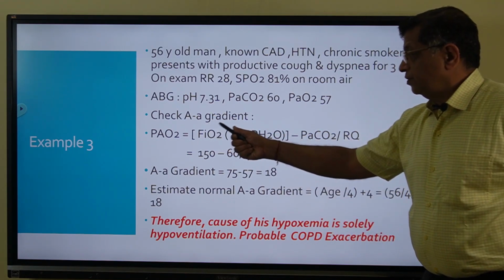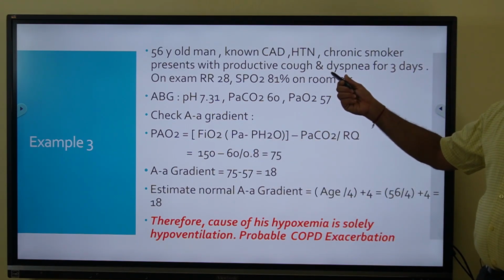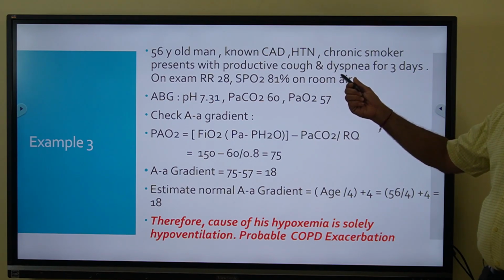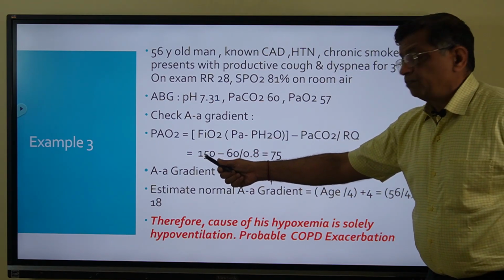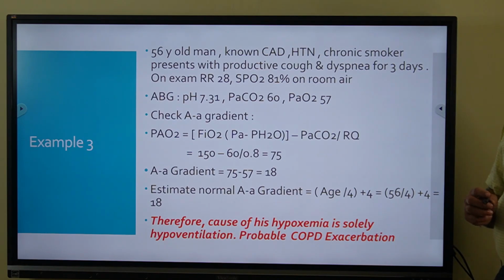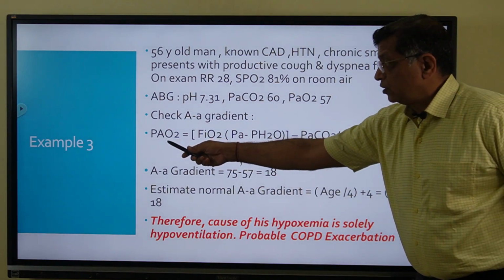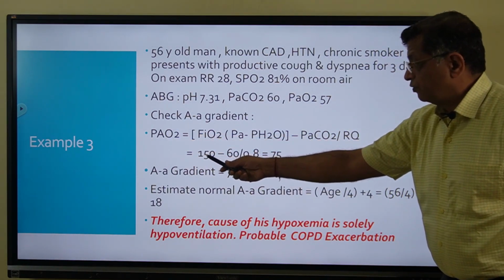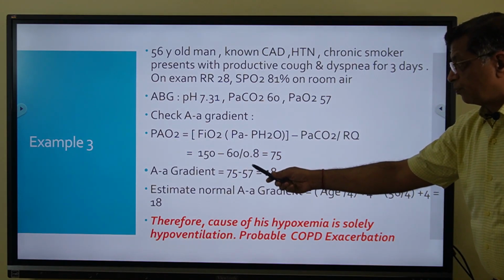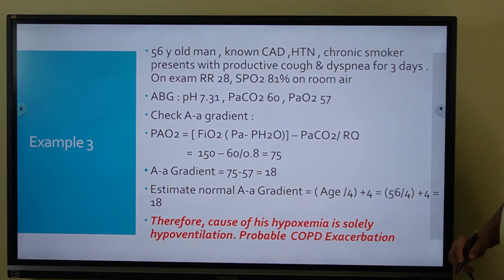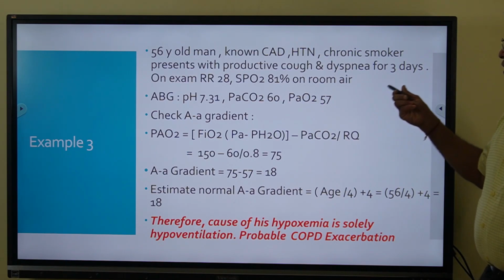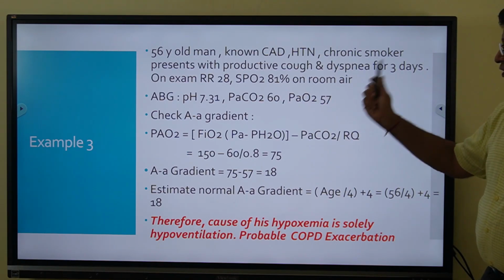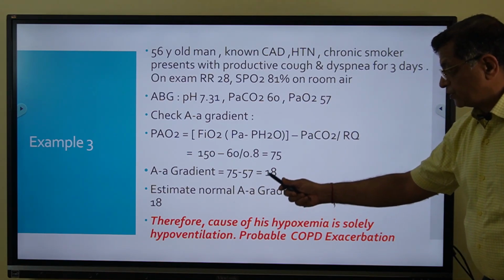Let's check the AA gradient. Because this patient has an FiO2 of 0.21, he is breathing room air. So the simplified alveolar gas equation will be: big PAO2 will be 150 minus 60 divided by 0.8, that is 75. And the small PaO2 is given as 57. So 75 minus 57 is 18.